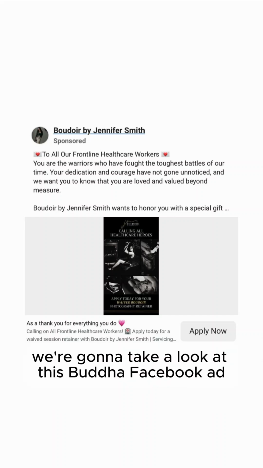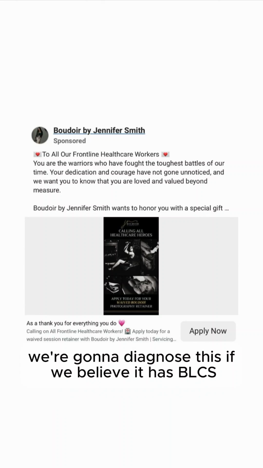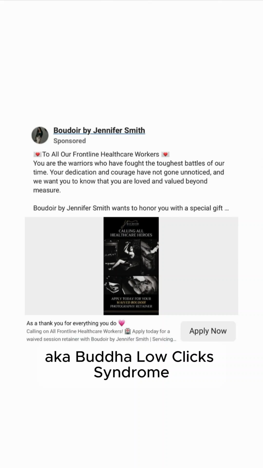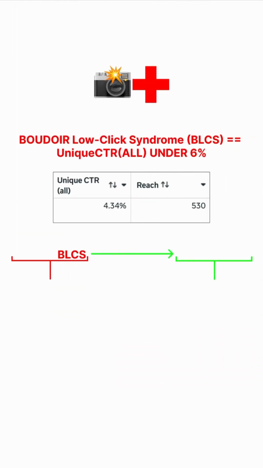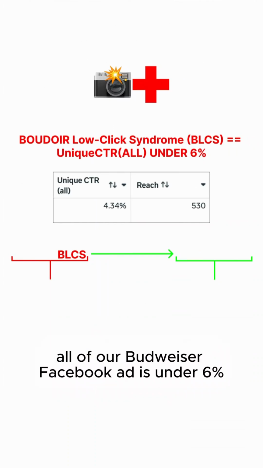All right, y'all, we're going to take a look at this Boudoir Facebook ad. We're going to diagnose whether we believe it has BLCS, aka Boudoir low clicks syndrome. BLCS, Boudoir low click syndrome, is when the unique CTR on our Boudoir Facebook ad is under 6%.